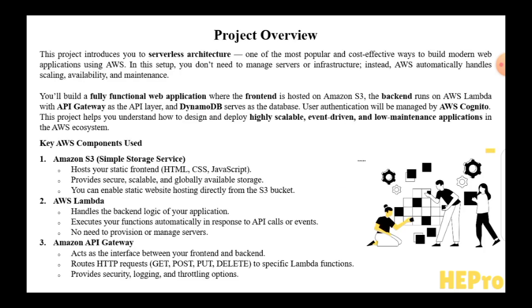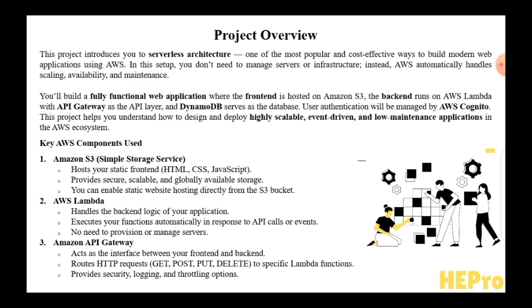Moving on. In this project, you will build a serverless web application on AWS. You will host your front end on Amazon S3, letting it serve HTML, CSS, and JavaScript files securely and globally. Your backend logic runs on AWS Lambda, which executes your functions automatically in response to events without requiring any server management. API Gateway will sit in front of Lambda to route HTTP requests and handle security, logging, and throttling.